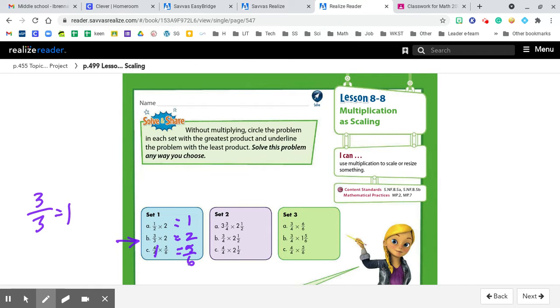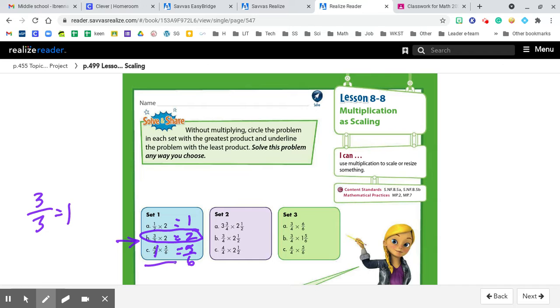So back to our directions, we want to circle the problem with the greatest product. So the problem with the greatest product, the biggest number, is B. And the problem with the smallest number is C in that one. Now let's take a look at set 2.